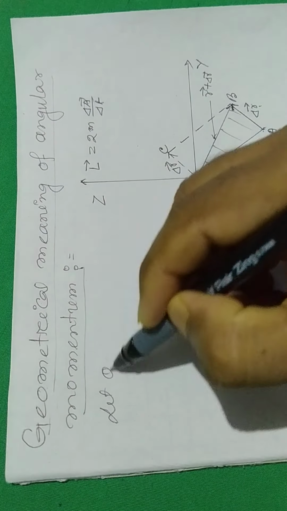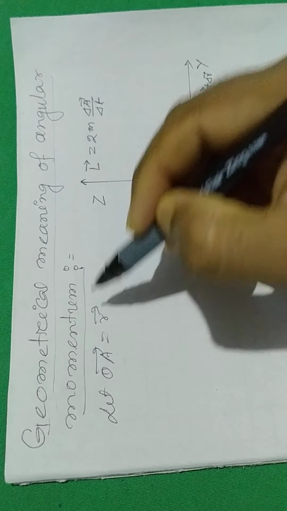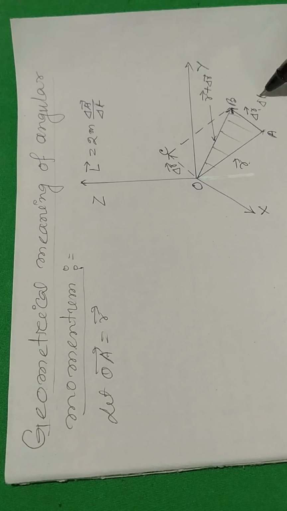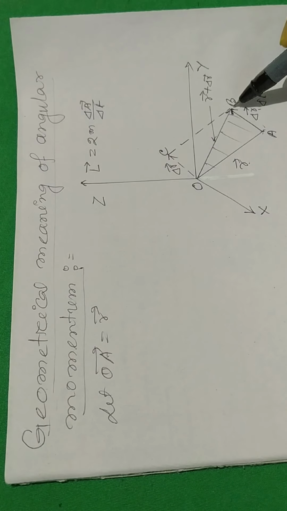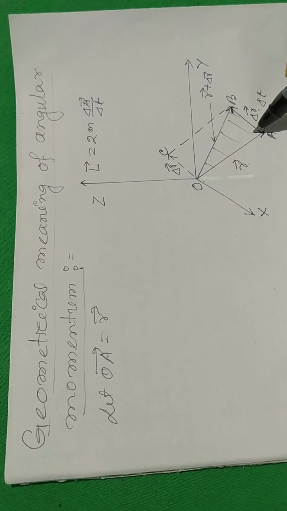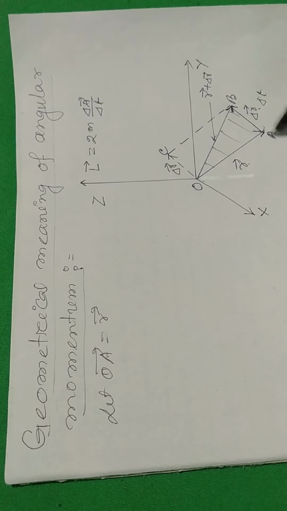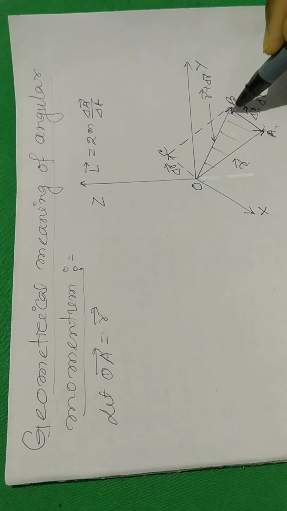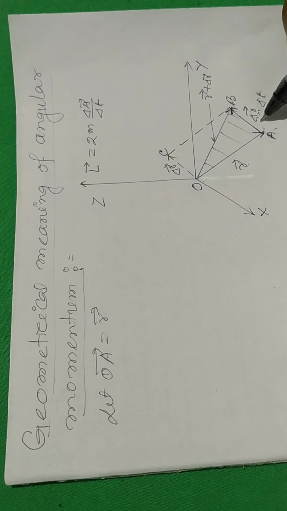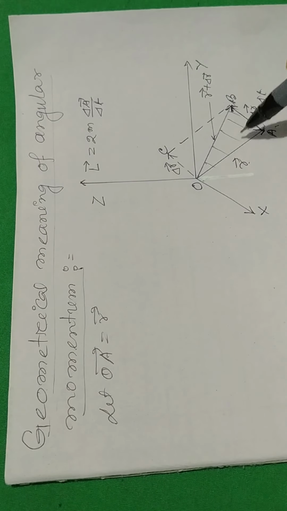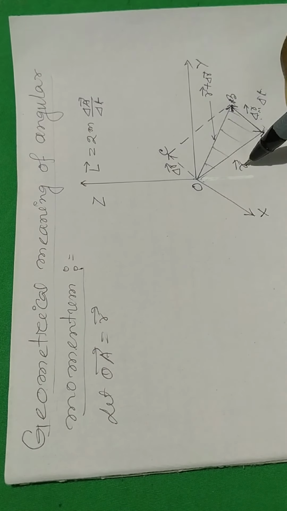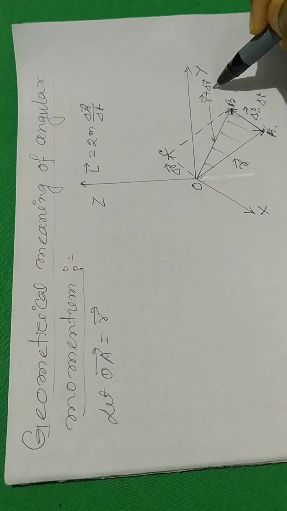Let OA equal R, and after a small time del t, the particle reaches B point. Then OA is one position vector, and the particle moves from A to B through a small displacement. So AB is del R. Now according to the triangle law of vector addition, OB is the resultant of OA and AB, that is R and del R. So the resultant is R plus del R.